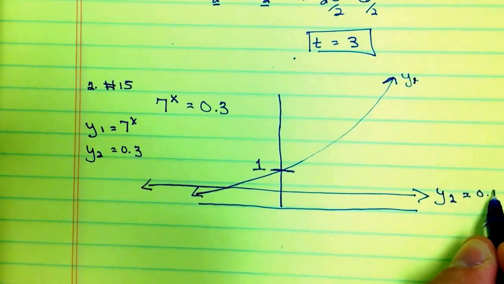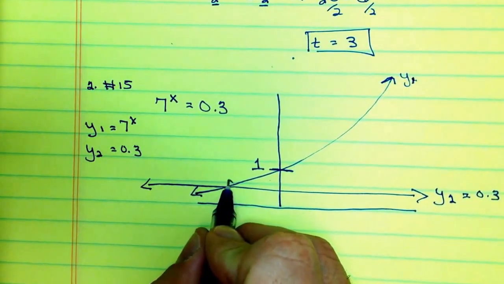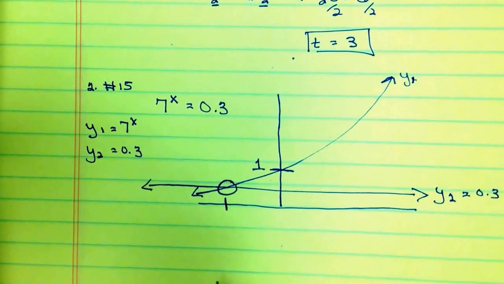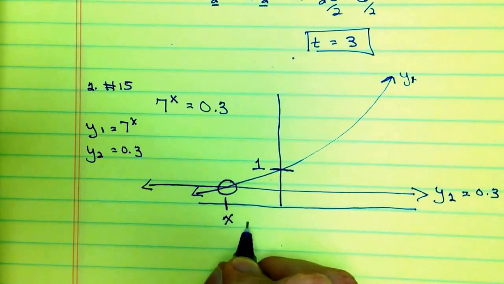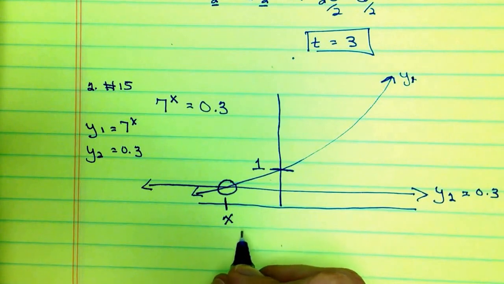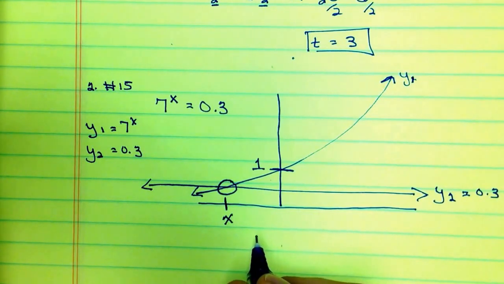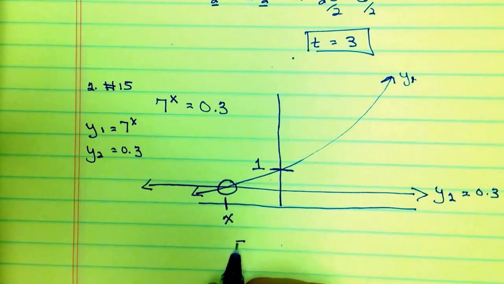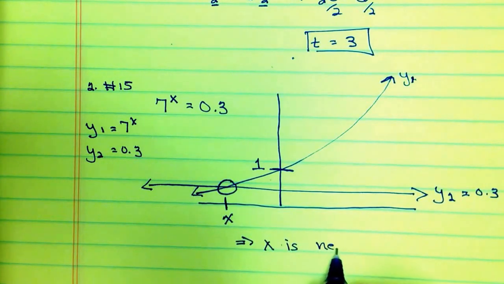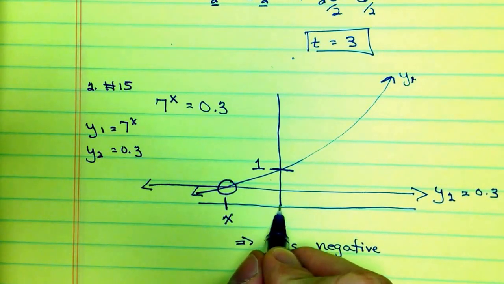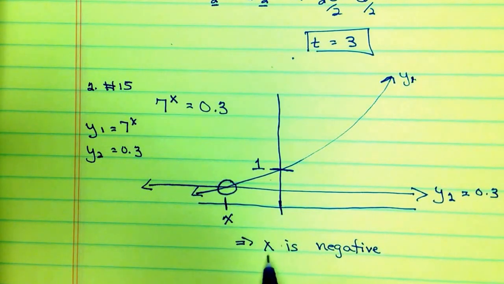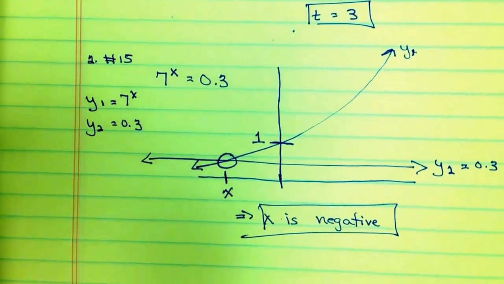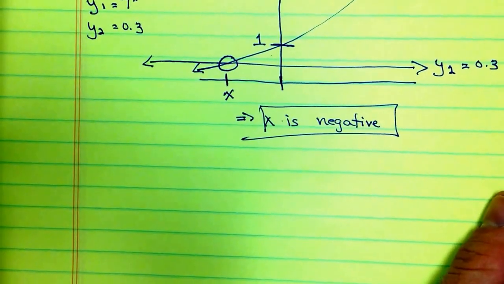And remember, y2 equals 0.3, that's the constant function. So the intersection of these graphs, whatever x value this is at, is the answer. So x is the solution here. Is x positive, negative, 0, or does it not exist? Obviously it exists, and here x is negative, because it's on the left side of the vertical axis. So that's going to be the answer to number 15. Okay, what else do they want you to do? Alright, let's try number 22.